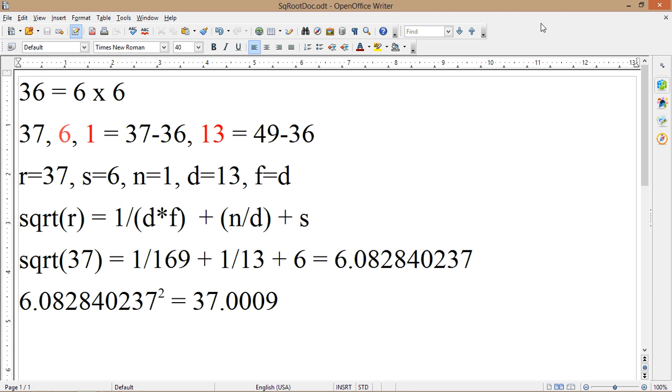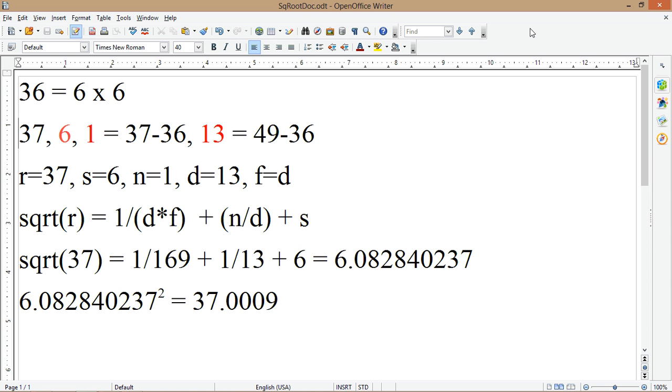Now at the top of this document here on your screen, you'll notice I have 36 equals 6 times 6. And this is important because it goes towards how this method works and how we're going to find the square root for 37. It should be pretty clear that the square root of 36 is 6. After all, 6 squared, or 6 times 6, does equal 36.